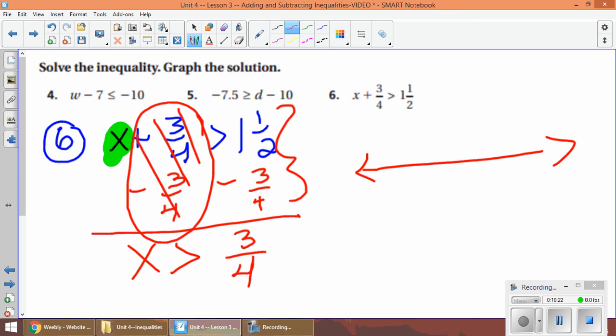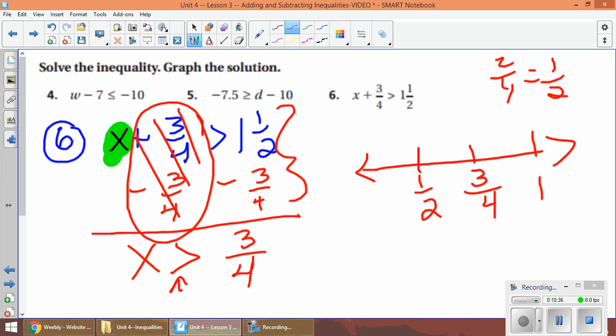We need to graph our solution. Here's 3/4. Here is, remember, 2 over 4 reduces to a half, so here's 1/2, and here's 1 whole. Since my sign is greater, I'm going to use an open circle. And again, since the sign is only greater, I'm going to point my arrow to the right. And there is number 6.